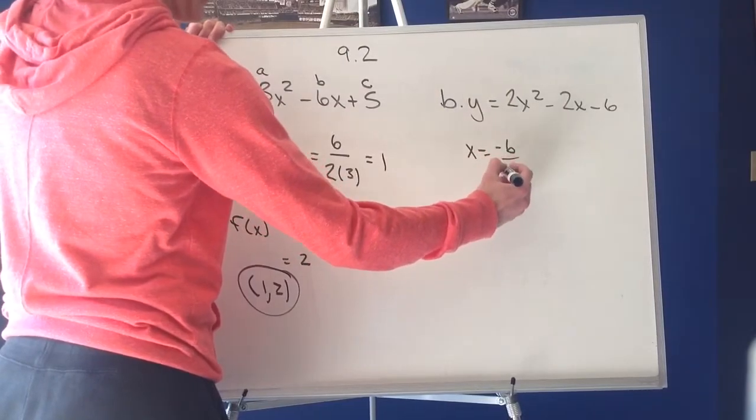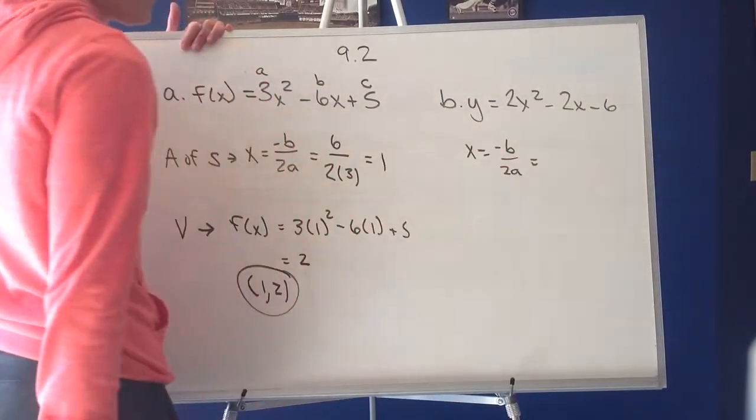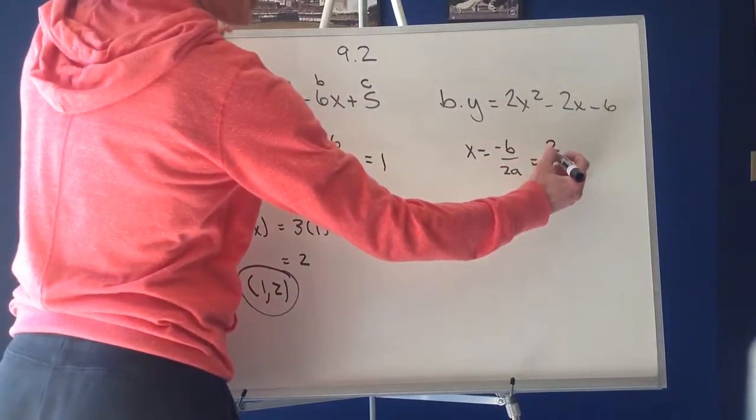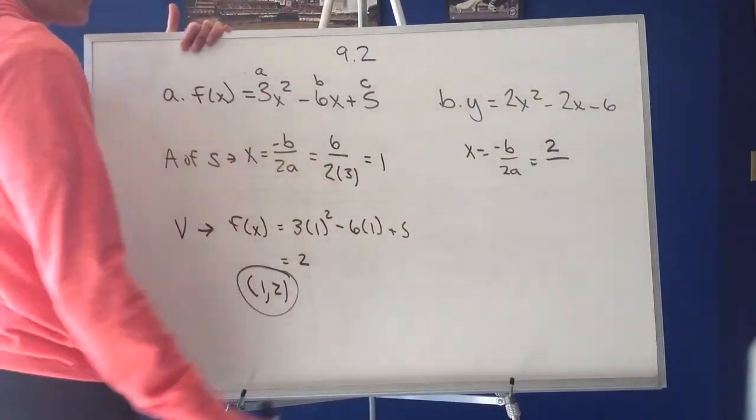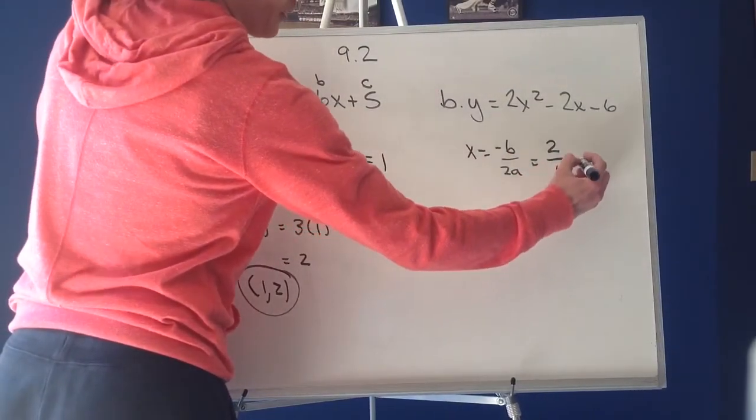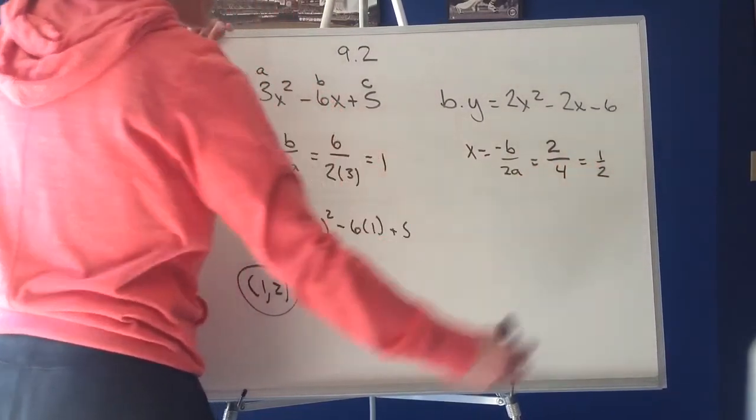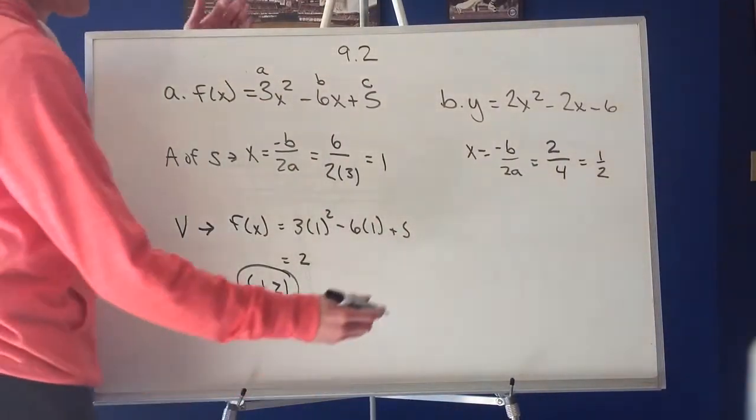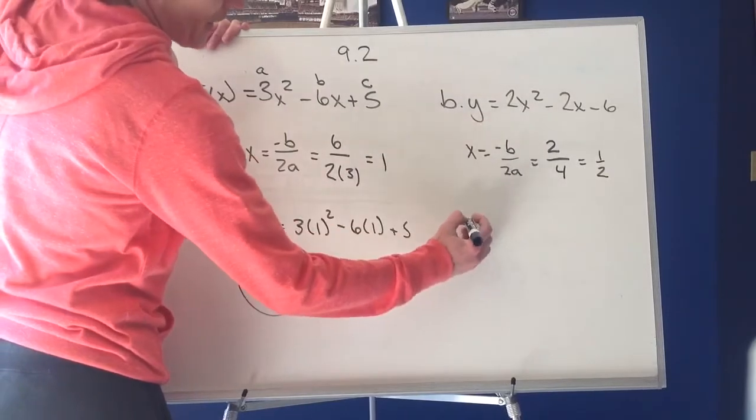Same thing here, axis of symmetry first. We'll use our negative b over 2a. In this case, our b is negative 2, so again, the two negatives will actually end up giving me a positive, and then 2 times a, that will give me 4. So I end up getting 1/2 in this case as my x. Then to find the vertex, I plug it back in.